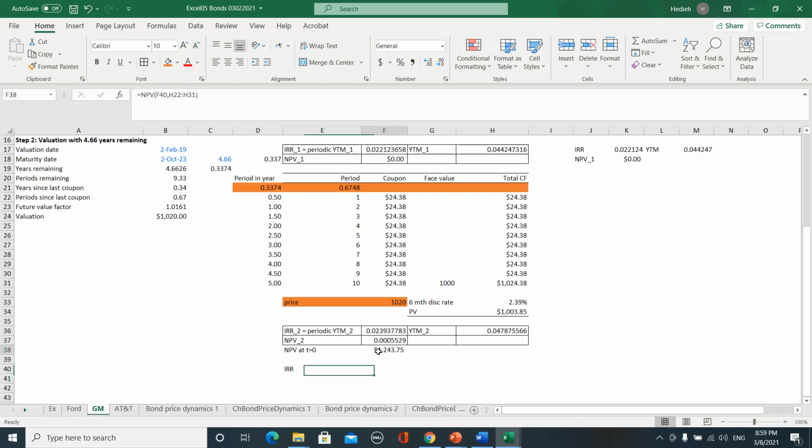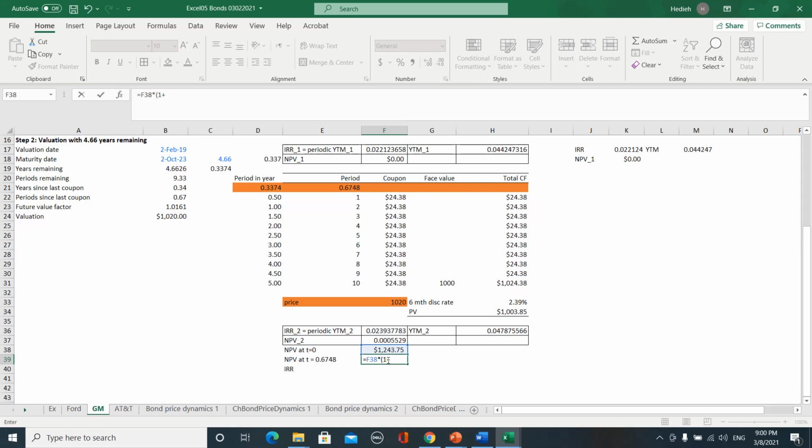But do I want net present value at time 0 to be equal to 1,020? No, you want NPV at t equal to 0.6748 to be equal to 1020. So you should use the future value formula and move this present value at time 0 to the value at this time t equal to 0.67. So let's do that. Use the future value formula.